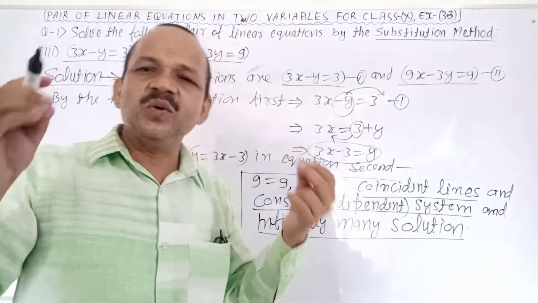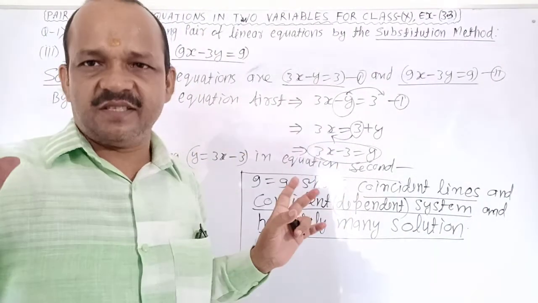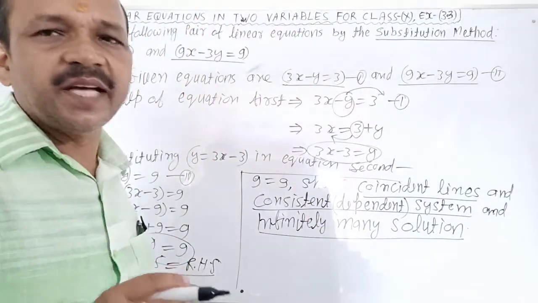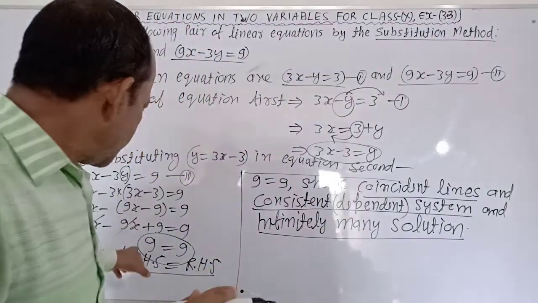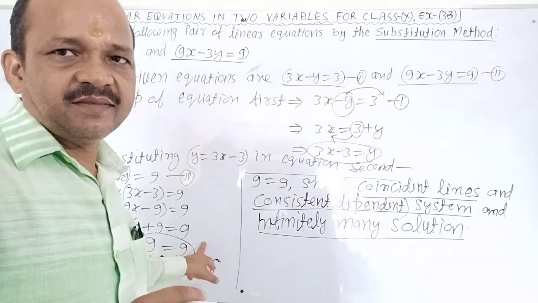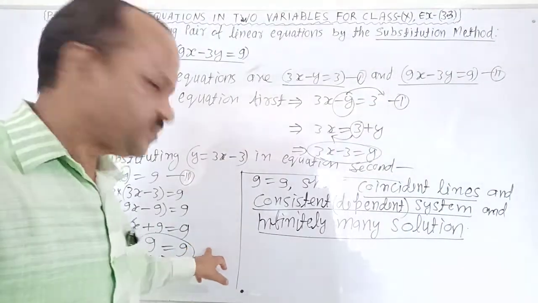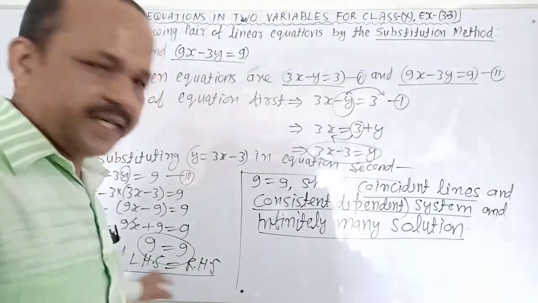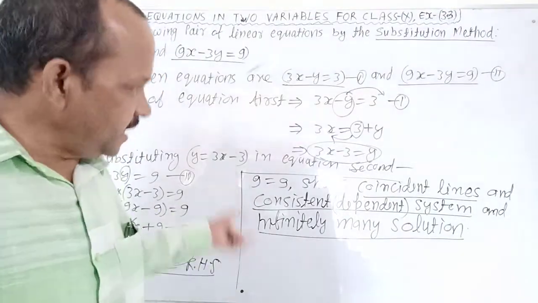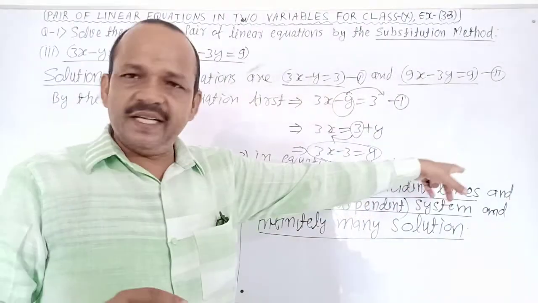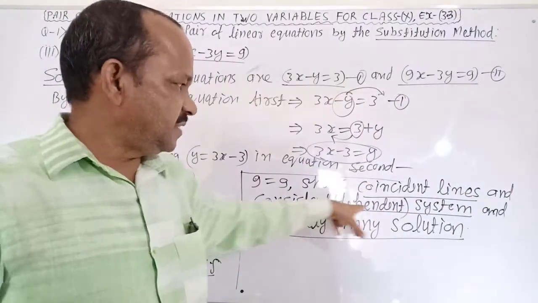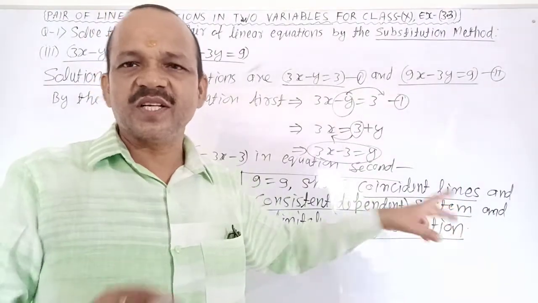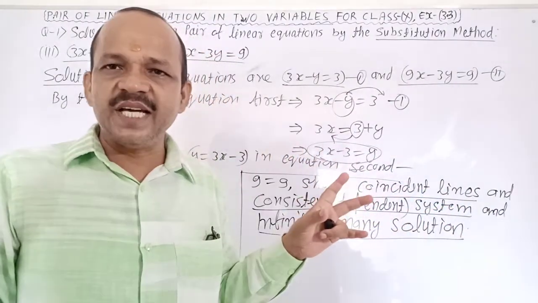In this way you can solve any question very easily. The solution is clear. Here 9 equal to 9, LHS equal to RHS, left side equal to right side. It shows coincident lines, consistent dependent system and infinitely many solutions. Clear? No confusion about it?